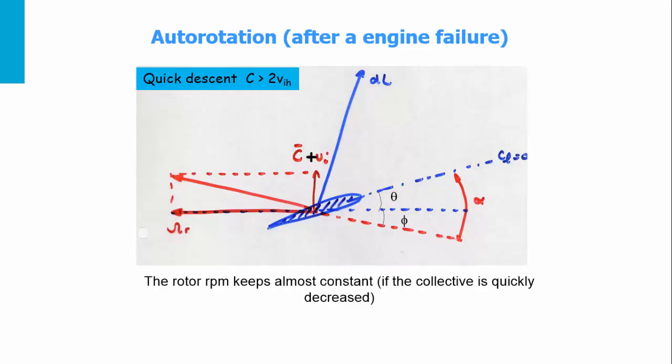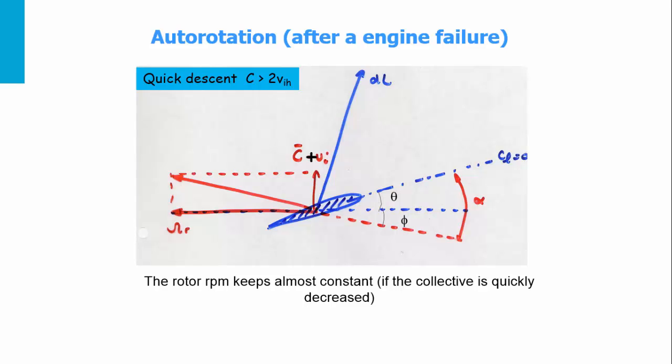You see that the lift vector is tilted forwards and we are actually generating a propulsive force in autorotation. In this way, we can keep the rotor RPM almost constant by just decreasing the collective, and we can generate energy from the rotor.